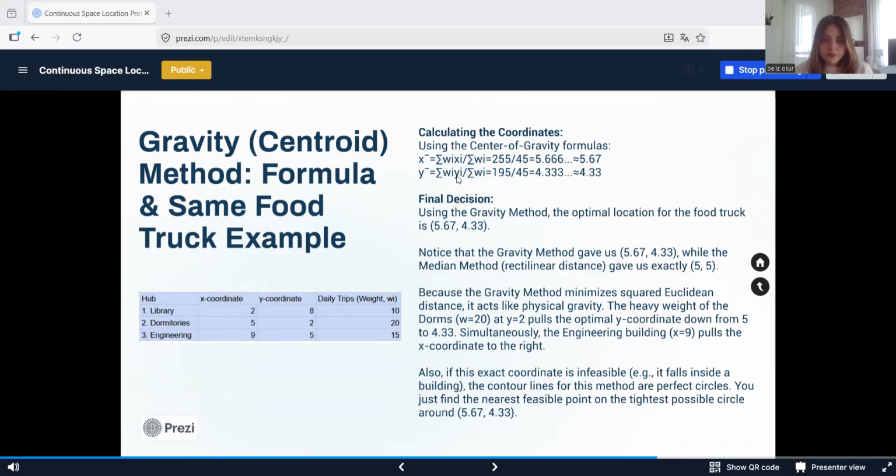Notice the difference. The median method gave us exactly 5.5. The gravity method gives us 5.67 and 4.33, because it minimizes squared Euclidean distance, so it acts like physical gravity. The heavy weight of the dorms, which is 23, literally pulls the y coordinate down towards it.